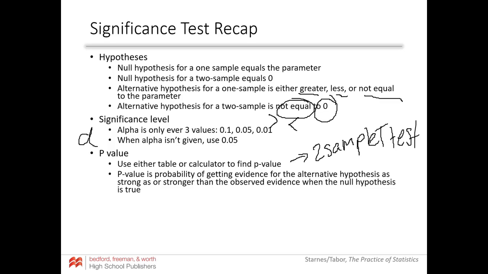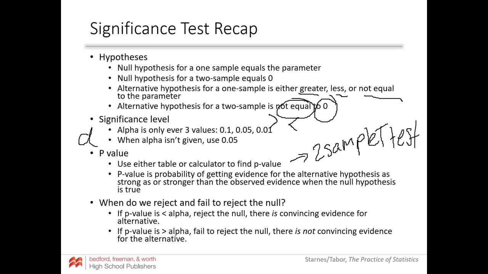And then the p-value, let's remember what it actually is. A p-value is a probability of getting evidence for the alternative hypothesis, and we're comparing how strong it is compared to the observed evidence when the null is true. So if we assume the null is true, our p-value is telling us our evidence for our alternative.